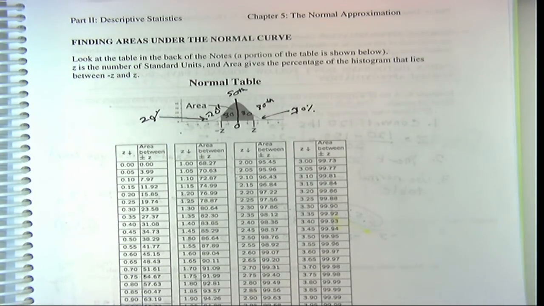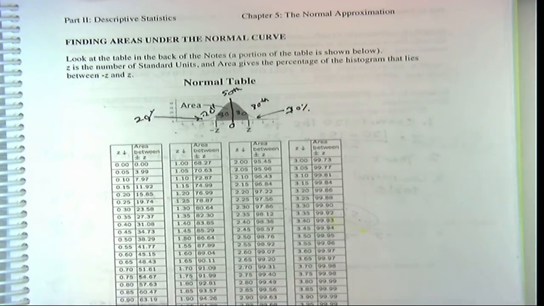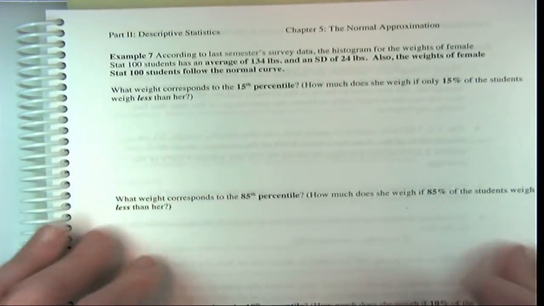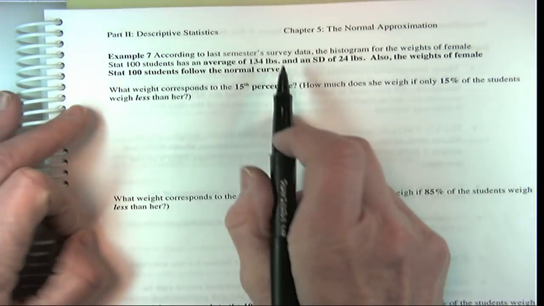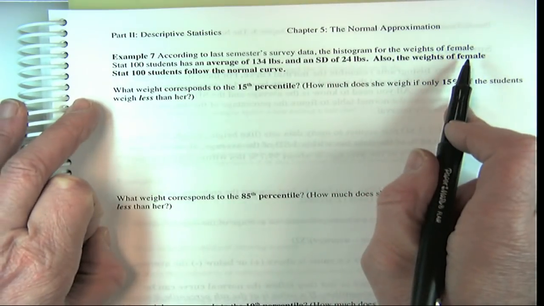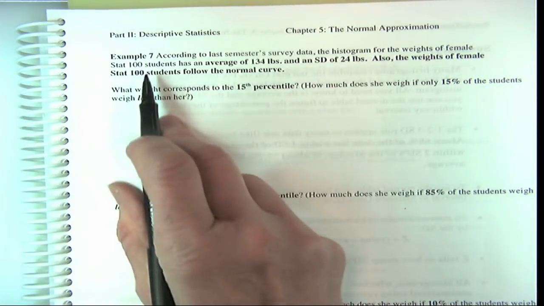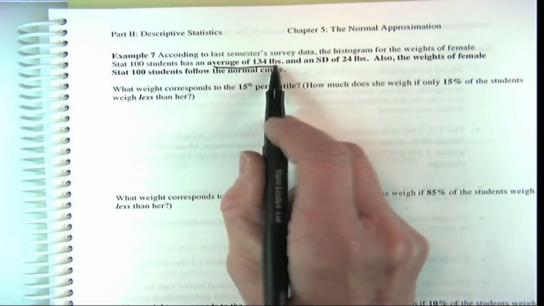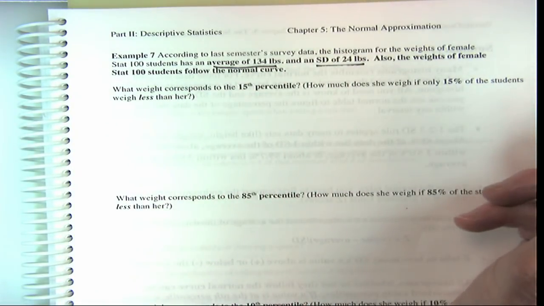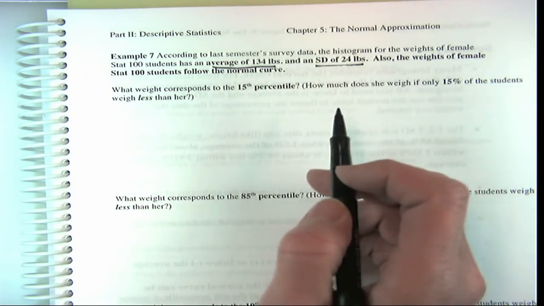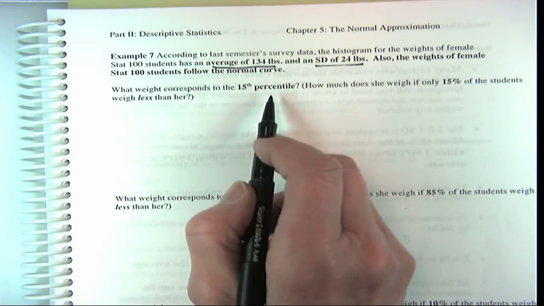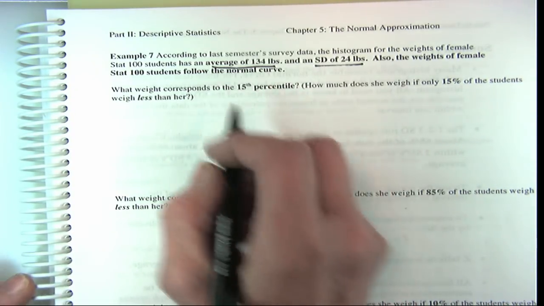Thanks for asking questions. All right, so now let's go back and we'll do another problem. According to last semester's survey data, the histogram for the weights of the females in our class in Stat 100 averaged 134 pounds with an SD of 24, and the weights approximately followed the normal curve. So what weight corresponds to the 15th percentile?